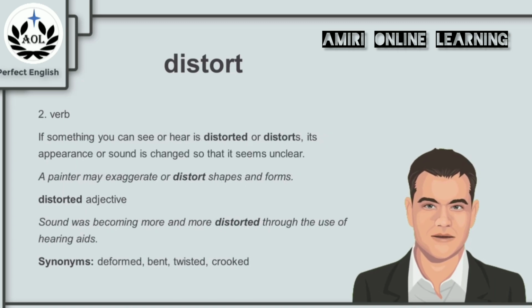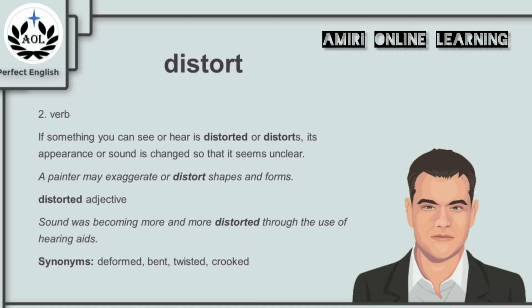And we can use distort in a different context. If something you can see or hear is distorted or distorts, its appearance or sound is changed so that it seems unclear, just like the picture we saw. For example, a painter may exaggerate or distort shapes and forms. In this case, a painter does it on purpose because it is artistic expression and painters can do whatever they want. And we can use distorted as an adjective as well.